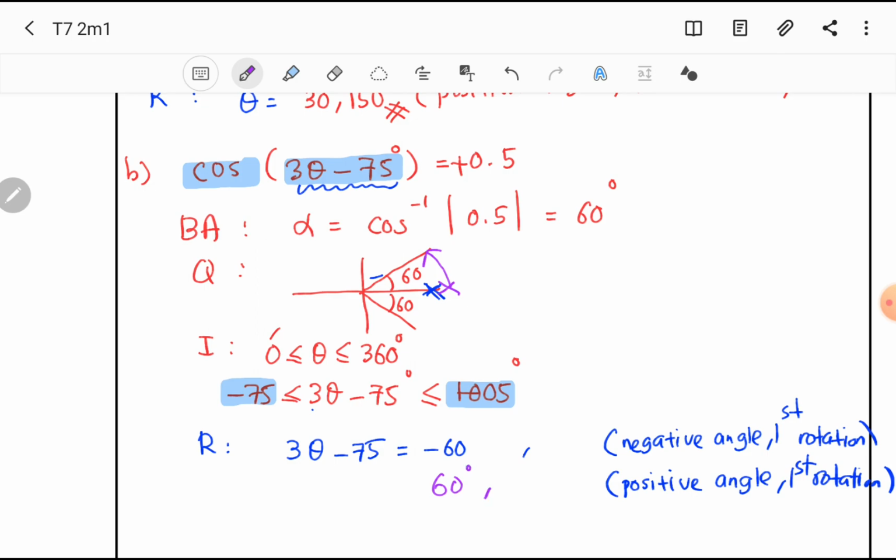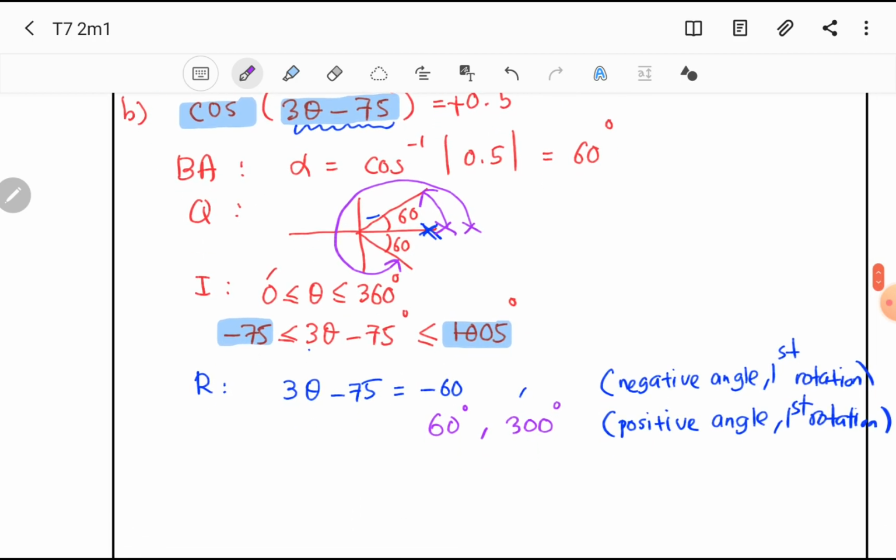Okay, next. Kita start balik from positive x-axis. Kita pusing sampai jumpa fourth quadrant. So what is the answer? The angle? 300 degrees. Okay. Kita dah boleh stop ke belum? Belum. Kenapa? Sebab kita punya range kita lagi besar. Sampai 1000. Kita baru ada 300 sahaja.